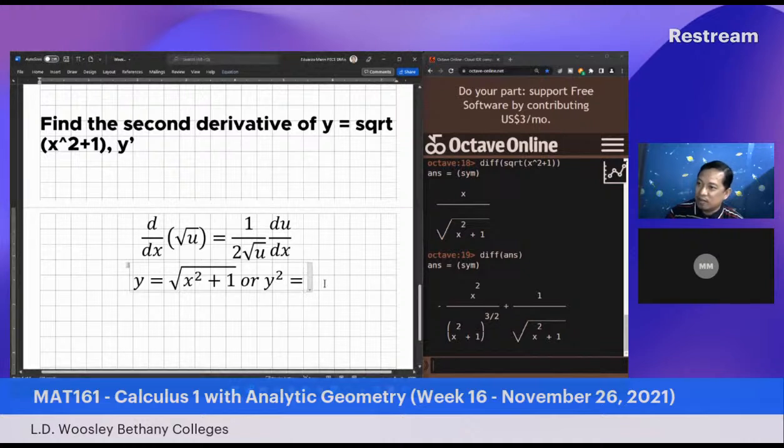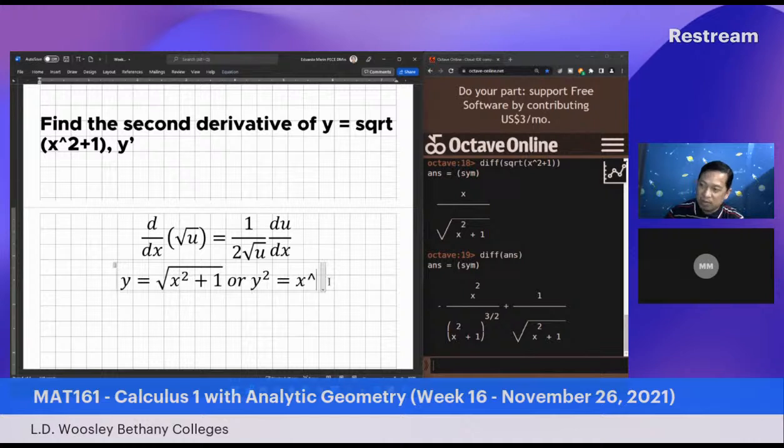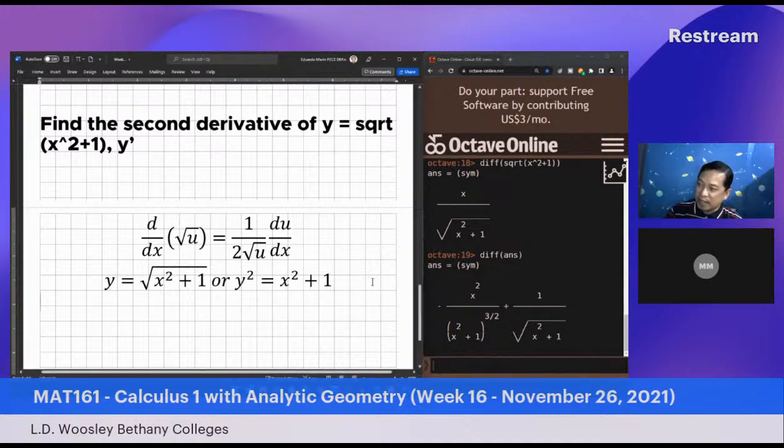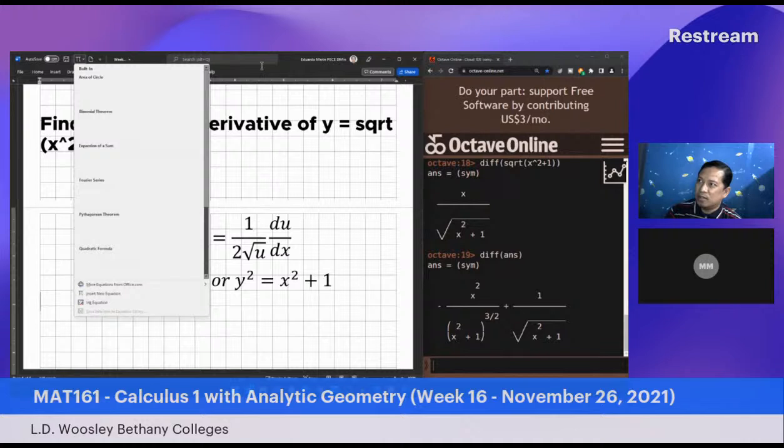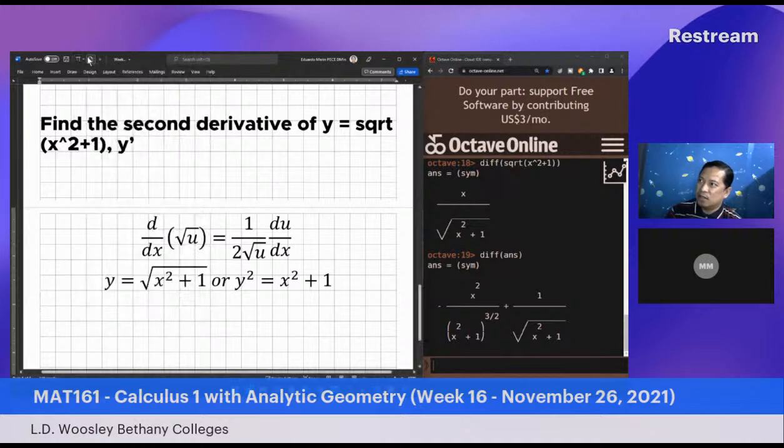So here, what would be the non-radical expression? Y squared is equal to x squared plus 1. Make sense? Then you pursue the differentiation of both sides of the equation. You pursue the derivative of both sides.